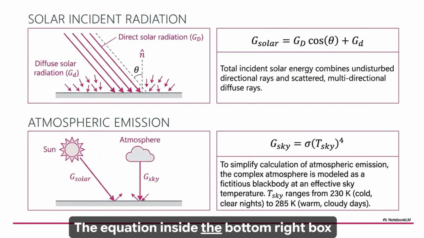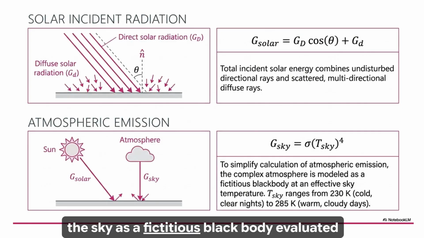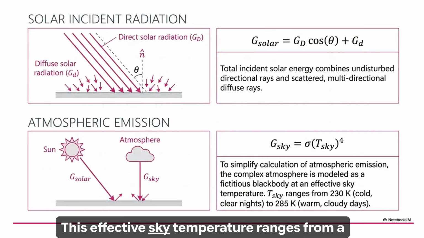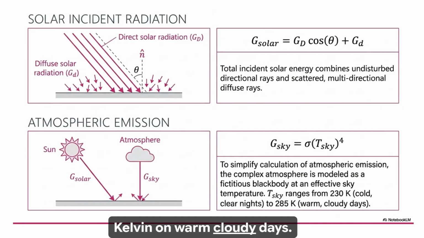The equation inside the bottom right box defines atmospheric emission by treating the sky as a fictitious blackbody evaluated at an effective sky temperature. As the text callout notes, this effective sky temperature ranges from a cold 230 Kelvin on clear nights up to 285 Kelvin on warm, cloudy days.